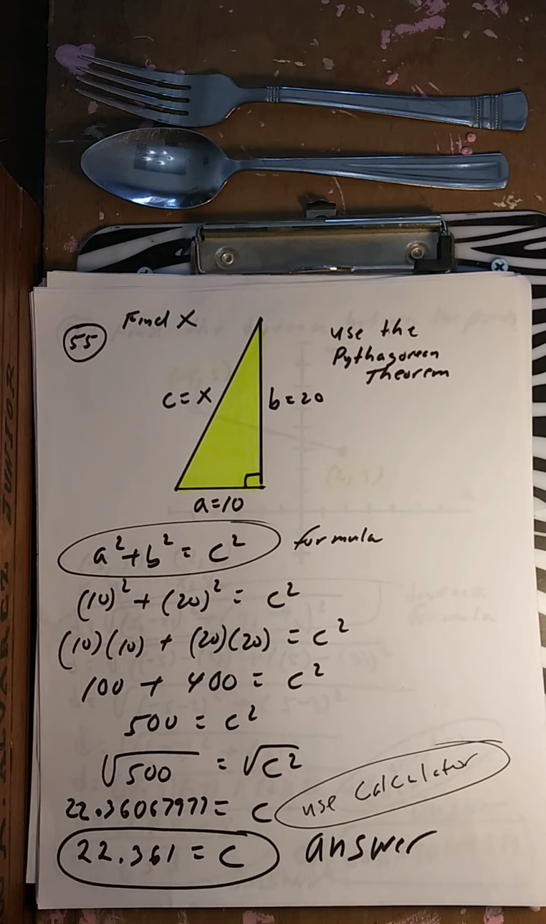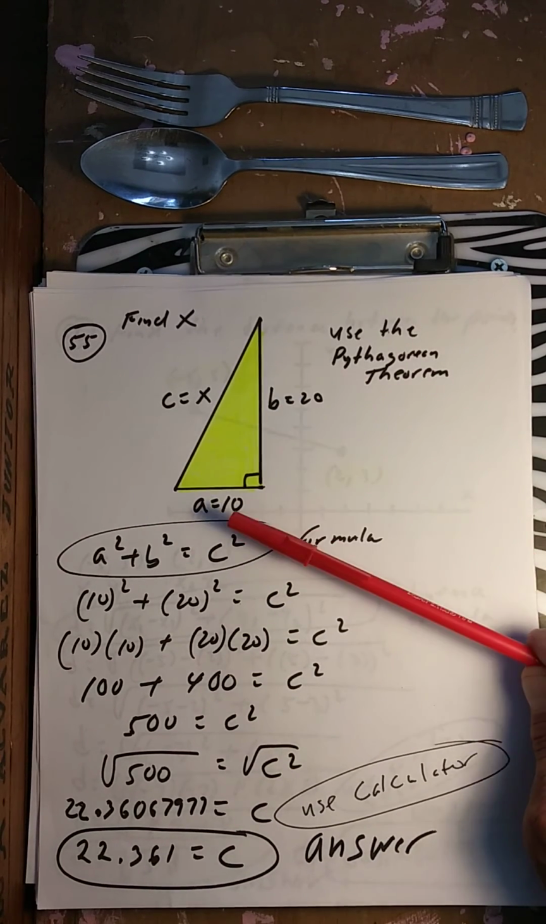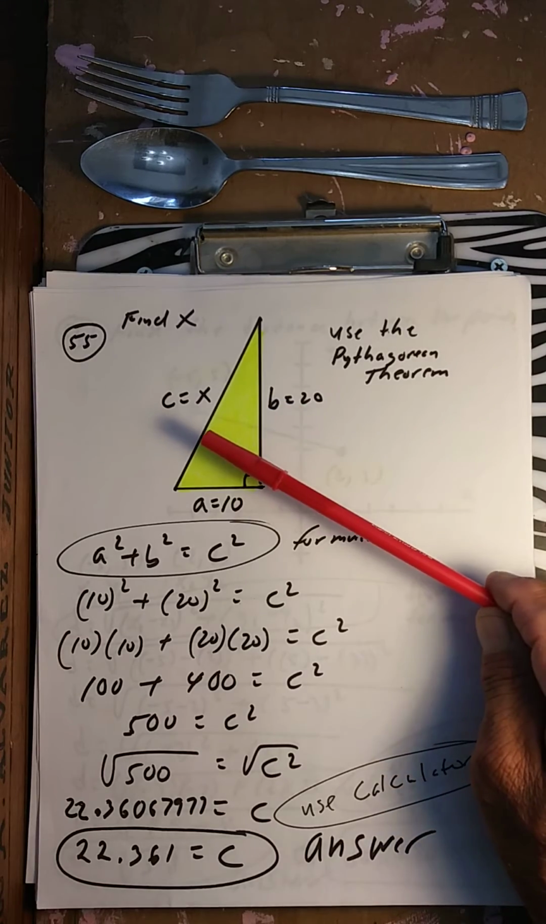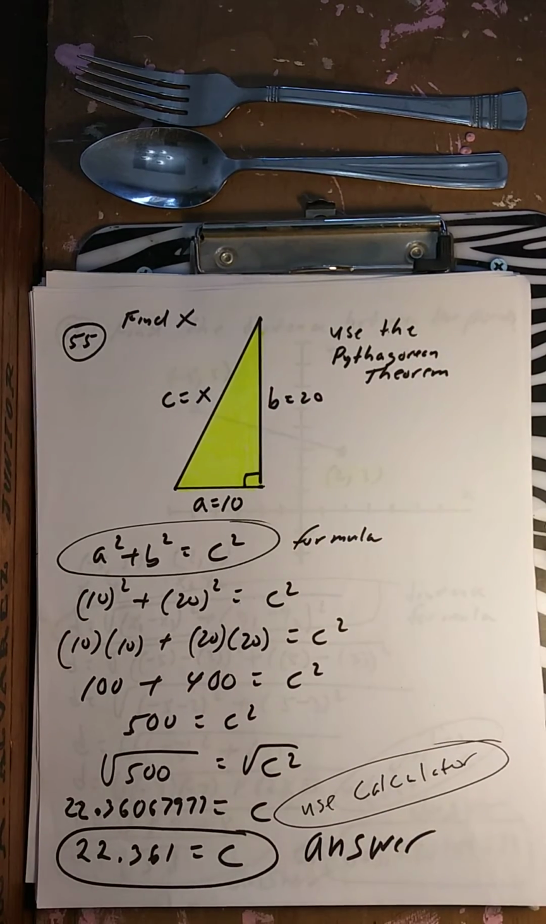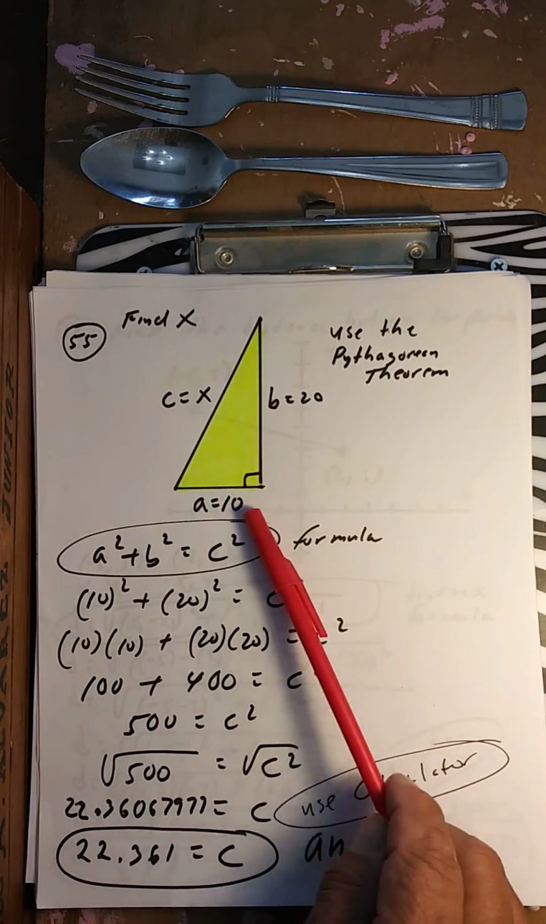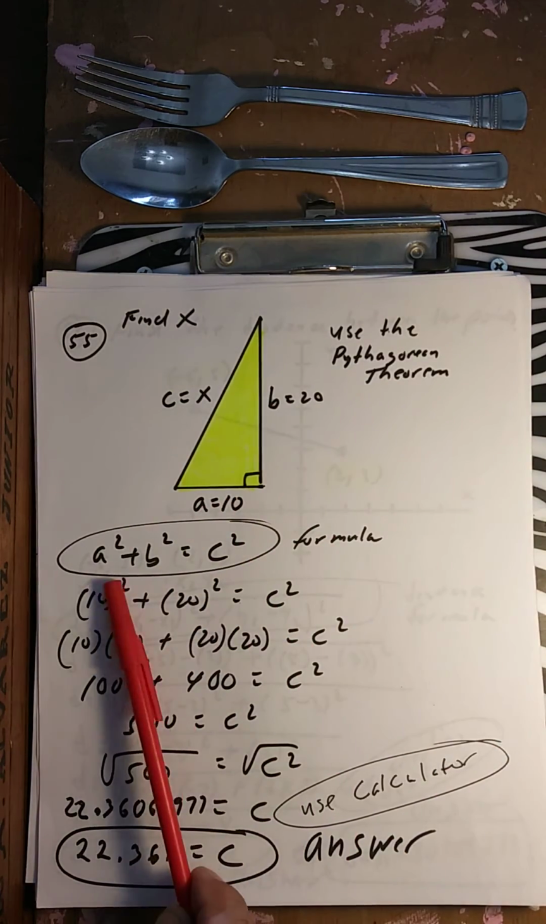What is this? A right triangle. We have a leg and a leg. We have a is 10, b is 20, and c is the mystery number. We don't know. Use the Pythagorean theorem. The hypotenuse is going to be this squared is that squared. So a squared plus b squared equals c squared.